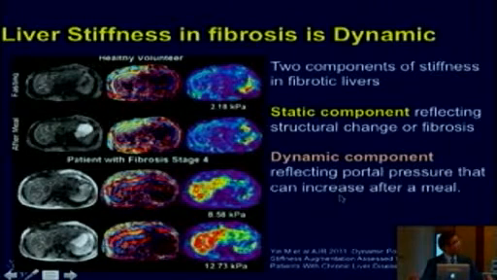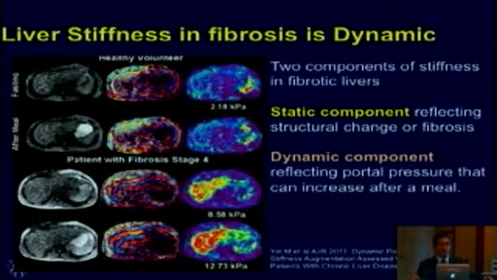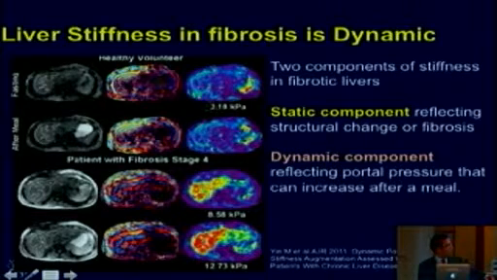As I mentioned earlier, liver stiffness in fibrosis is quite dynamic. That is, we have two components: the static component, which reflects the structural changes of fibrosis within the liver, and a dynamic component, which reflects the portal pressure that can increase after a meal. Here are two examples. This is a normal healthy volunteer. After giving a standard meal, there is no increase in the liver stiffness, which is about 2.2 kilopascals. Whereas a patient with fibrosis stage 4, from 8.5, it increased to 12.73.